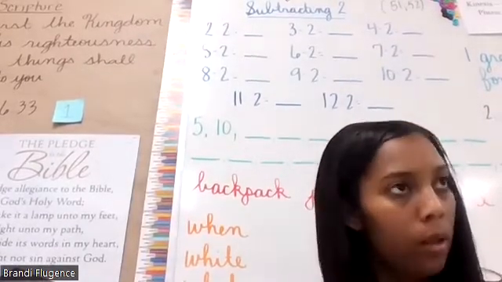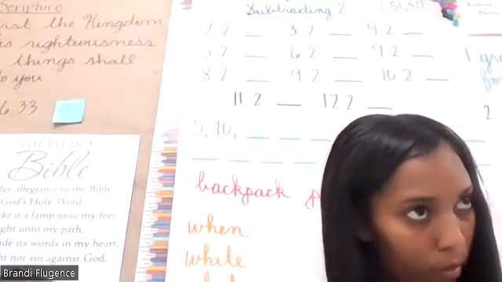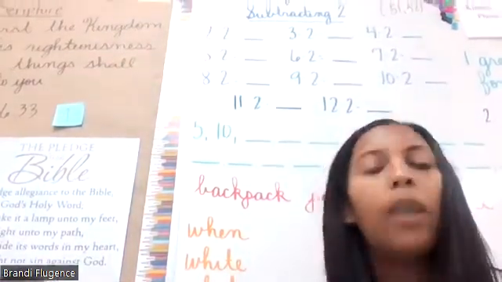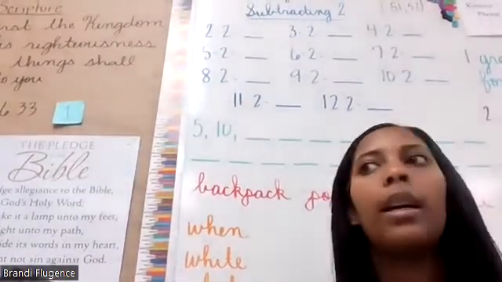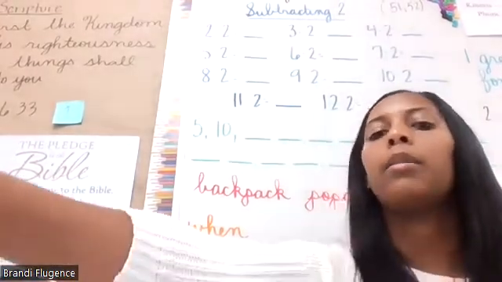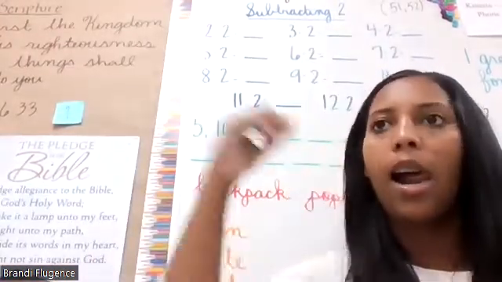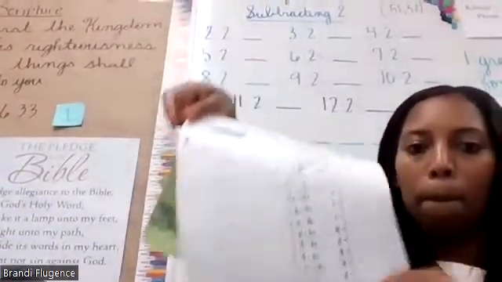69A, put it up. Subtracting 2 page. 69A. Let's see. This is what it looks like. 69A. This one.